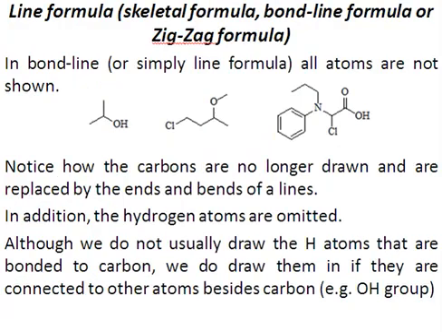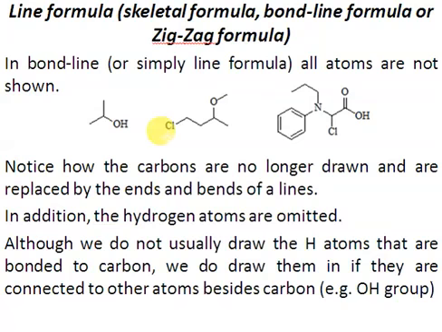So in order to eliminate the problems associated with the Lewis formula or condensed formula, line formulas were devised. The line formulas are also known as skeletal formulas. They're also known as bond line formulas, or zigzag formulas. Why are they called zigzag? Because the line appears in a zigzag manner.